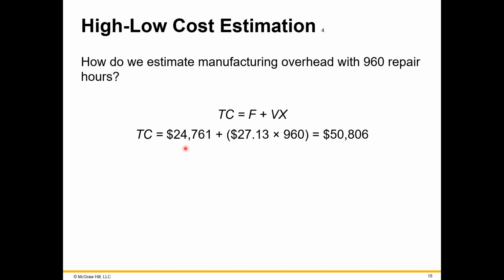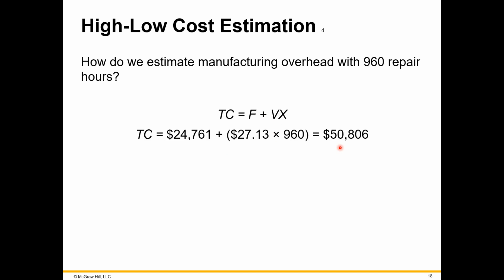Total cost equals fixed cost plus variable cost. And so if we want to figure out what our total cost is going to be at 960 repair hours, we do the 960 times the 27.13, add that to our fixed cost, and we get total cost of $50,806.